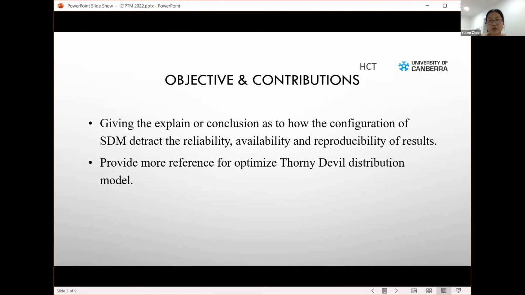The objective and contribution of this research is to give more explanation or conclusions on how the configuration of the species distribution model affects the reliability, availability, and reproducibility of the results. We are also trying to use the configurations to optimize the thorny devil distribution in Australia and provide more reference for optimizing this model and for configuration selection.